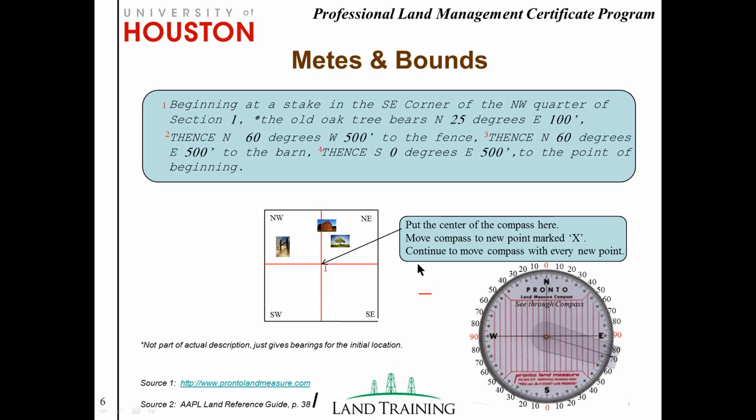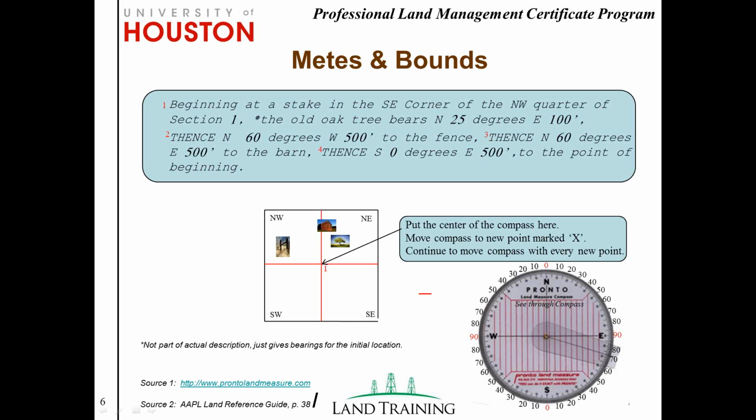Okay, good. All right, so it says the old oak tree bears north 25 degrees, east 500 feet. So I'm going to take this transparent compass and put it on this center line. To make sure I'm in the right place, I'm going to see where 25 degrees north is. So this is north, and this is going to be 25 degrees. If I put this compass here, 25 degrees is going to be about right here. So that tells me that I'm in the right place. It's not actually a part of the description, it's just telling me that I'm in the right place.